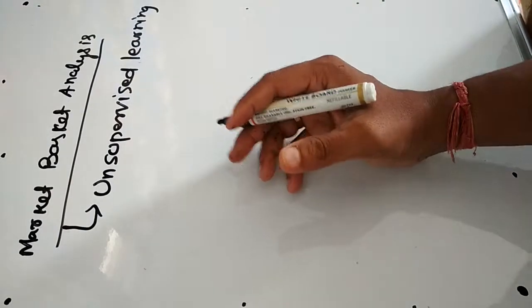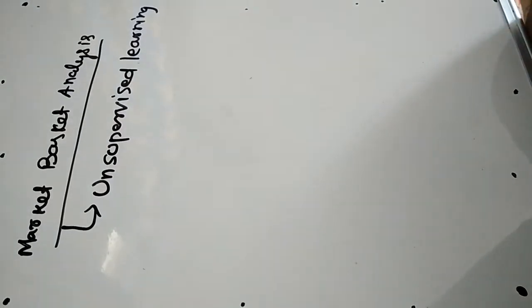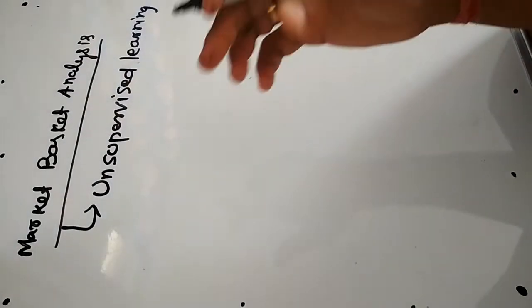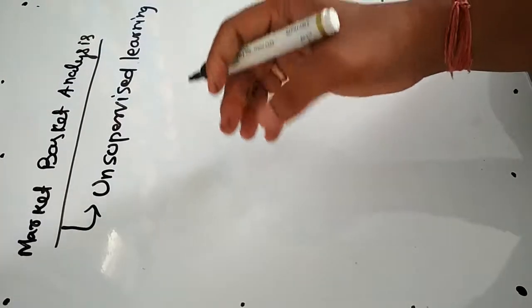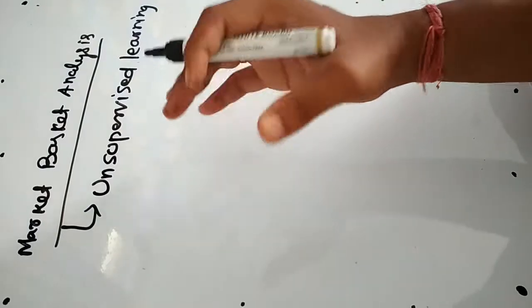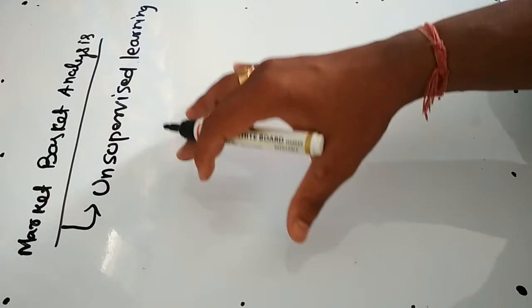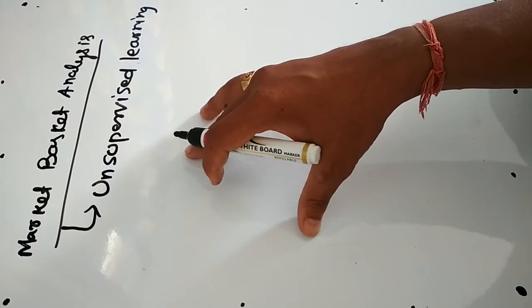So what is unsupervised learning? Unsupervised learning means you have only the inputs, you don't have the outputs. By using the inputs you have to find some patterns from it, means cluster it or group it like that. That is called unsupervised learning.